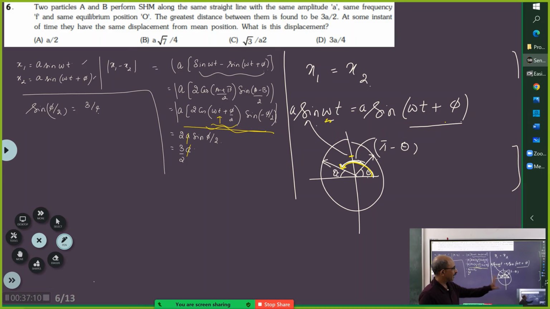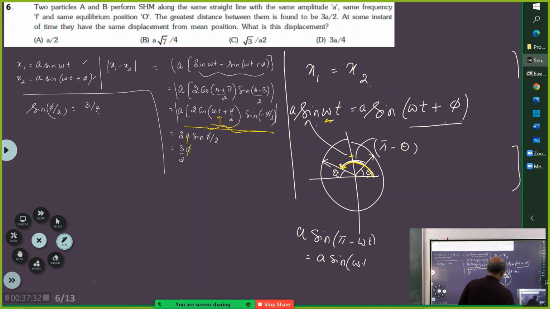See, both the sine functions must be same. So that is sine pi minus something. So take that hint. Therefore, what if I write sine of pi minus omega t? I can equate this as a sine of omega t plus 5. I think this is perfectly mathematical.